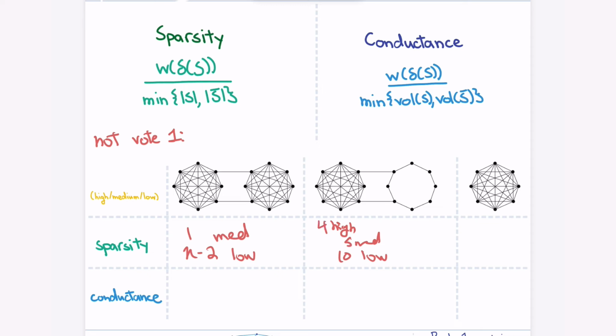Now let's look at a clique. Will this have high sparsity, medium sparsity, or low sparsity? Who has high? 2 for high. And then what about medium? And then what about low?